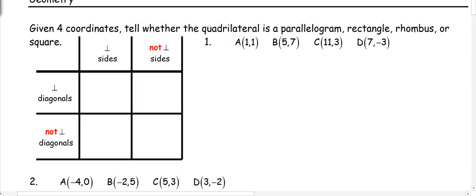This video is about coordinate geometry. So given 4 points, determine whether the quadrilateral is a parallelogram, rectangle, rhombus, or square. We can base this off of finding 6 slopes and comparing the slopes of the sides and the diagonals.